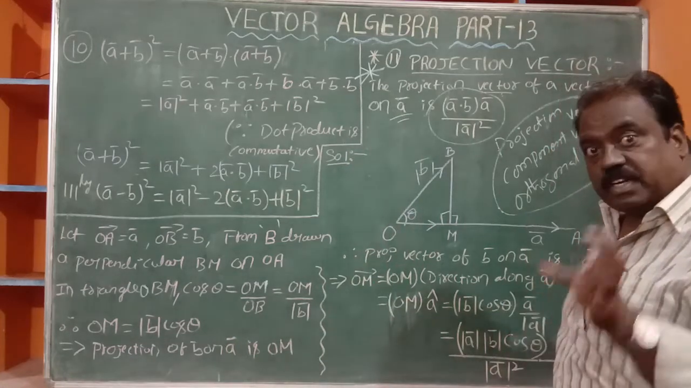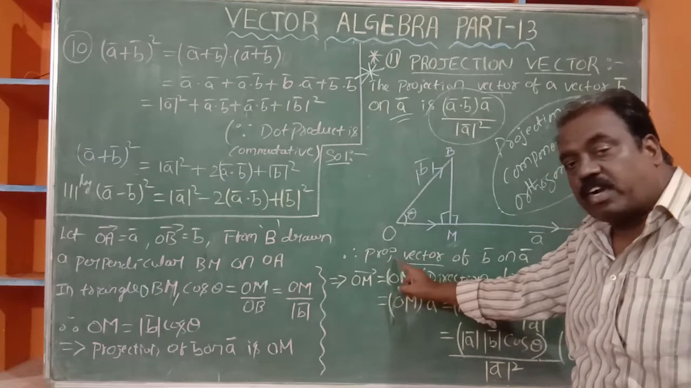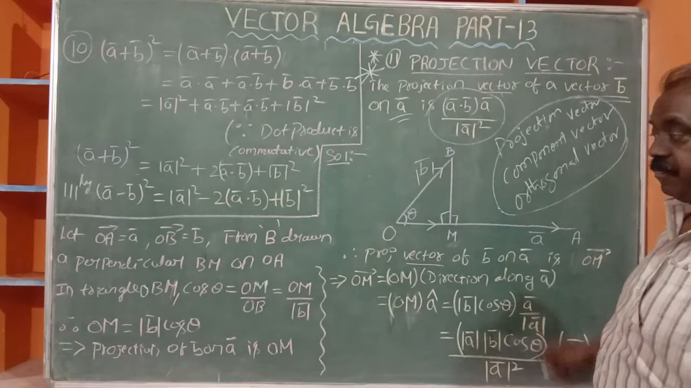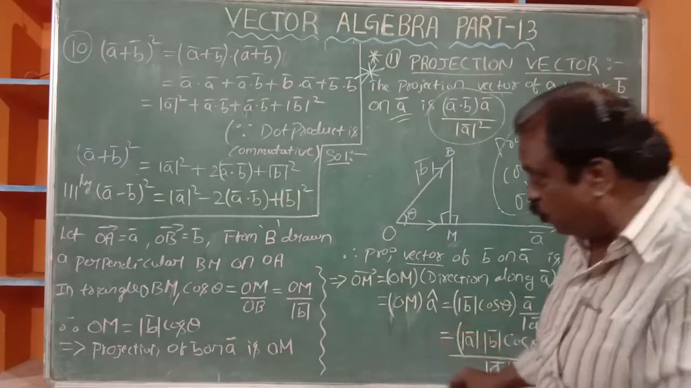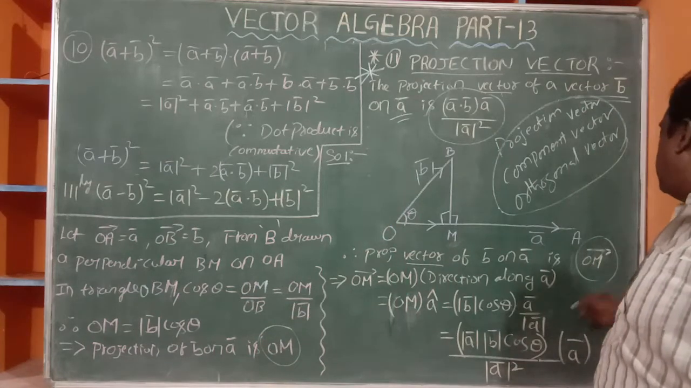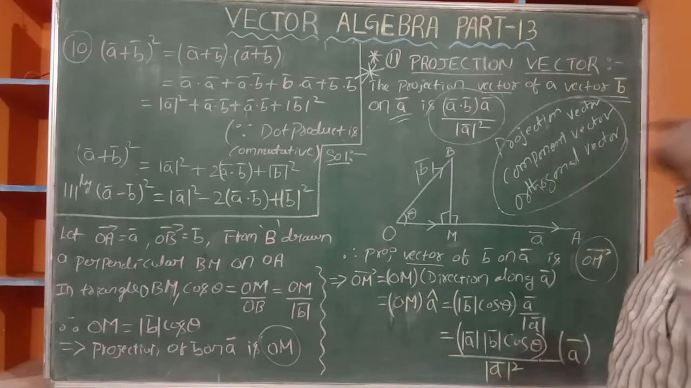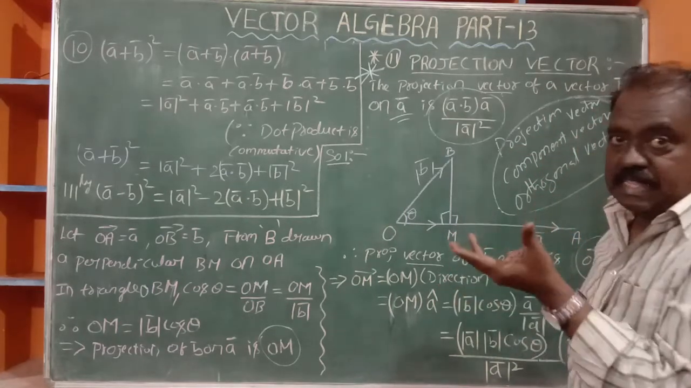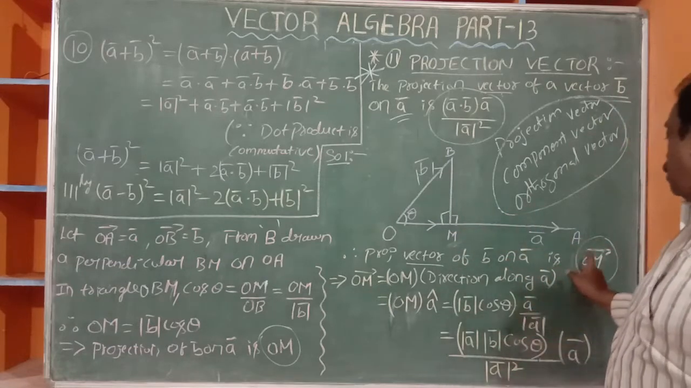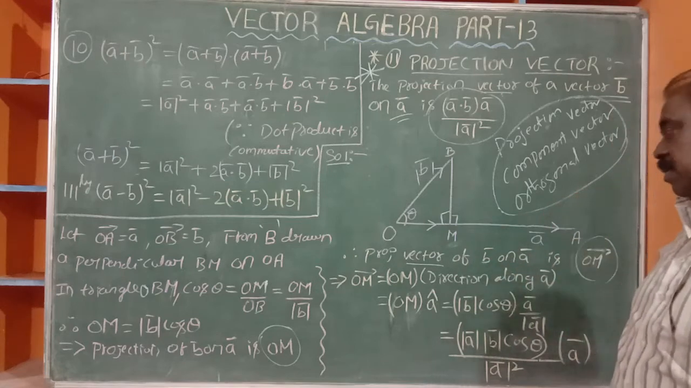We know the projection. Then what about the projection vector? Here, the projection vector of B bar on A bar is OM bar. Projection is OM. You see that? Then the projection vector is simply adding the arrow mark, that is bar, vector. Here OM is length, magnitude, and we are giving the direction, O to M. OM bar is the projection vector of B bar on A bar.